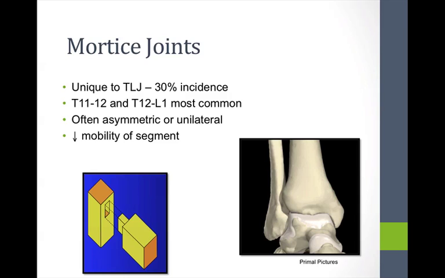Mortise joints are simple, yet they are strong. Another example in the body would be the talocrural joint of the ankle. Mortise joints are unique to the thoracolumbar junction, and it has been reported that there is a 30% incidence. T11, T12, and T12-L1 are the most common vertebral segments. Often we see it asymmetrically or unilaterally, and it decreases the mobility of the segment. These interlocking facet joints allow very minimal gliding motion to occur.